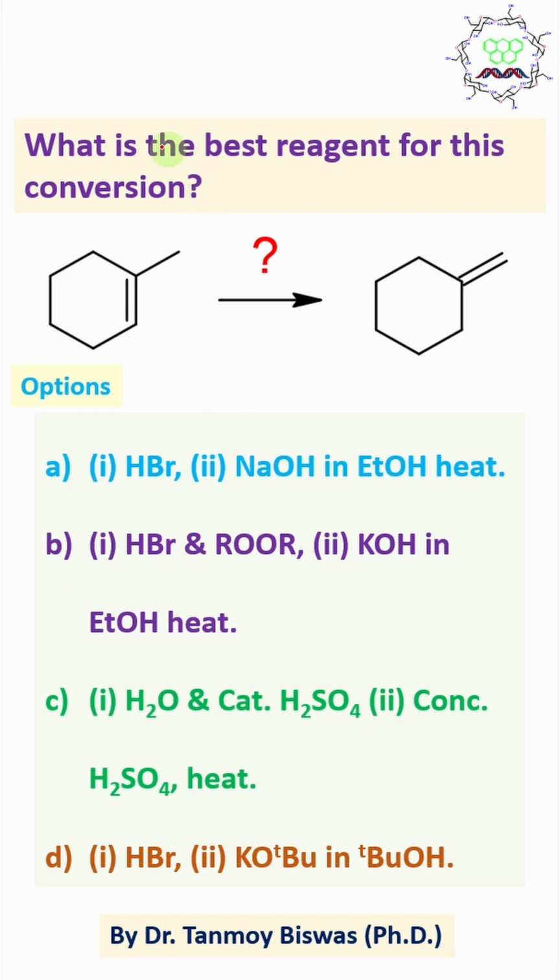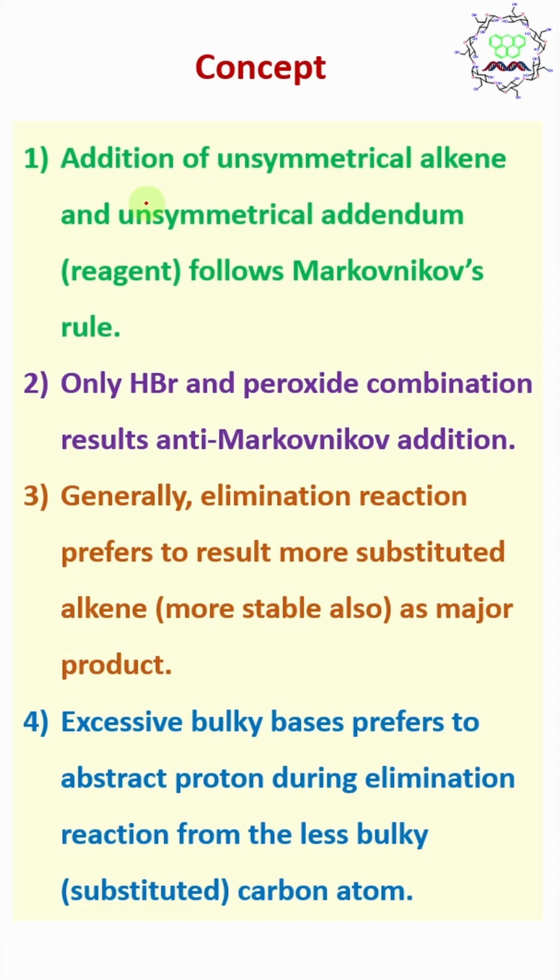Now, what is the best reagent for this conversion? So, this alkene to this alkene. By the way, this alkene is an endocyclic alkene and this alkene is an exocyclic alkene. Generally, exocyclic alkenes are comparatively less stable than endocyclic due to lesser substitution. But before going to the main topic, let's understand the concept associated with this problem.